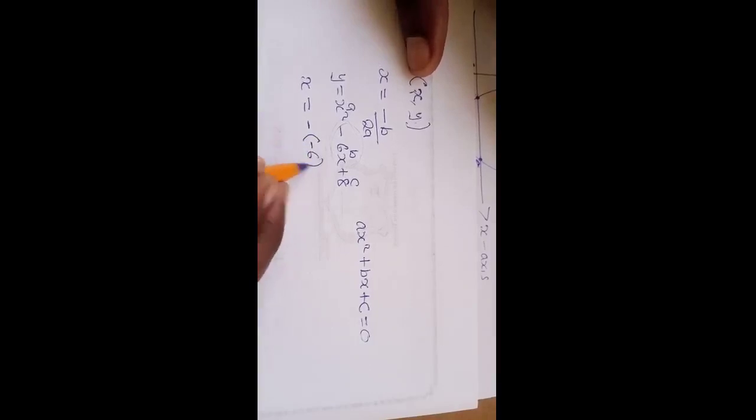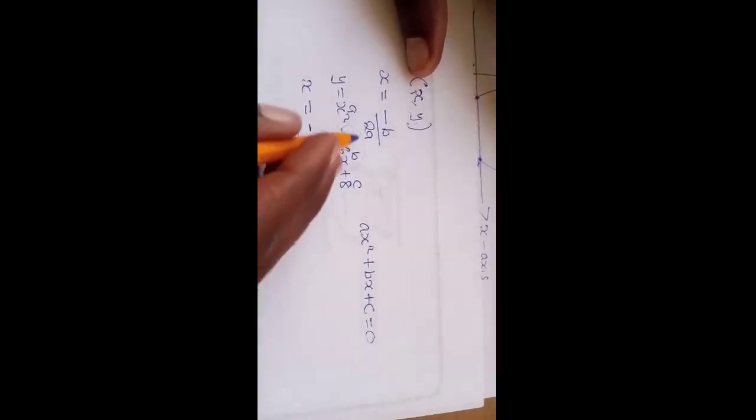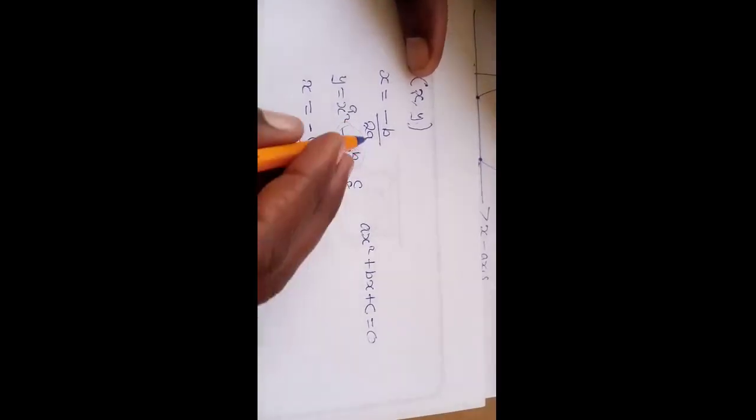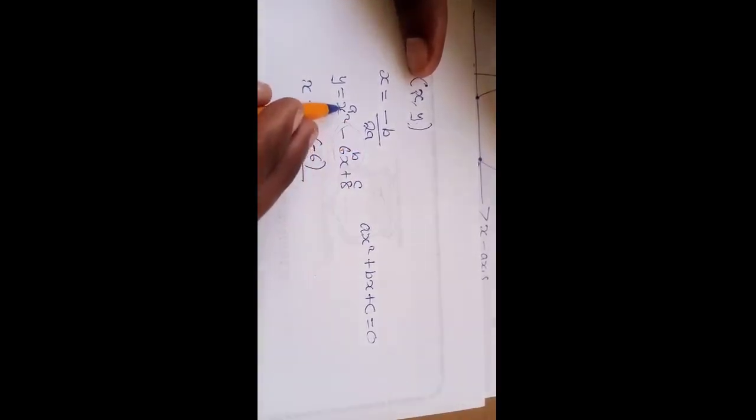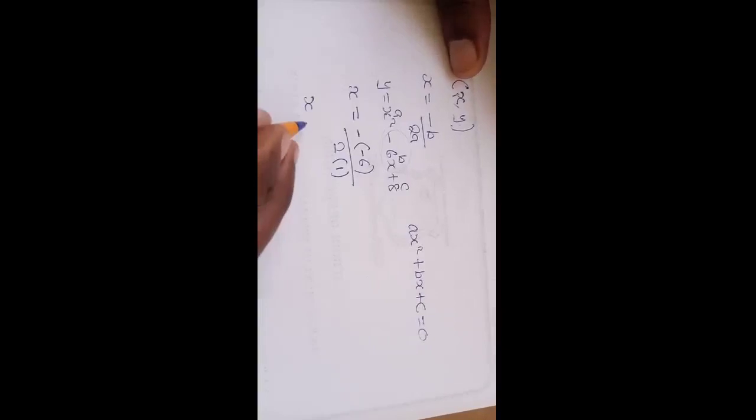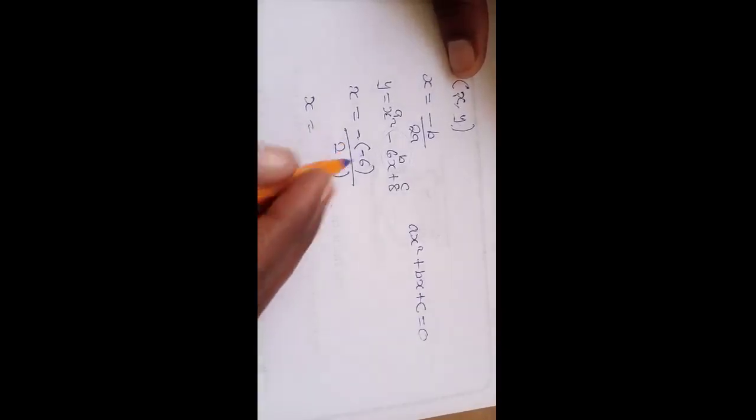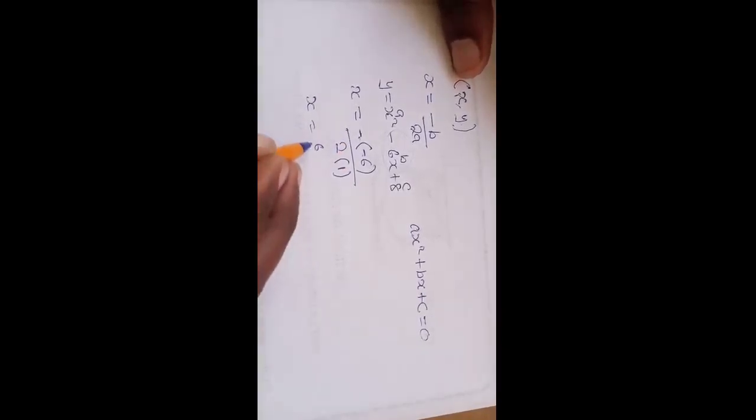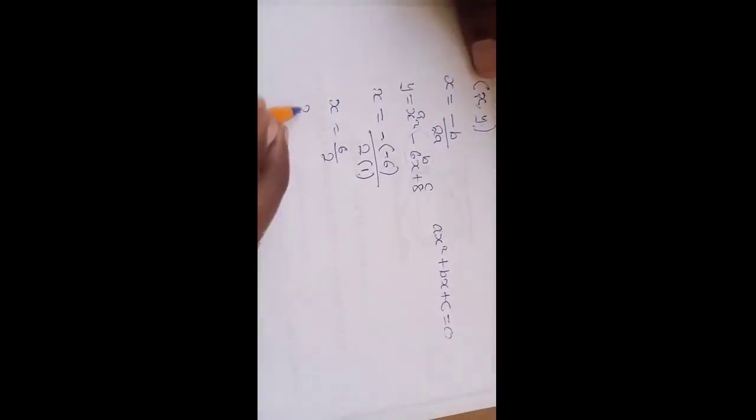Negative 6, like that, over, we are having 2 here, you put 2 multiplied by a. What is our a? The coefficient of x squared is 1, so you put 1, like that. Then x is equal to negative times negative, it's positive, so positive 6 divided by 2 times 1, it is 2. Then x is equal to what? 2 into 6, it is 3. So this is the x coordinate.